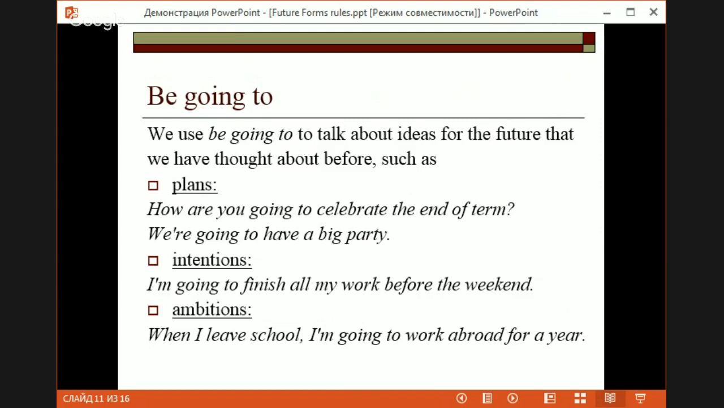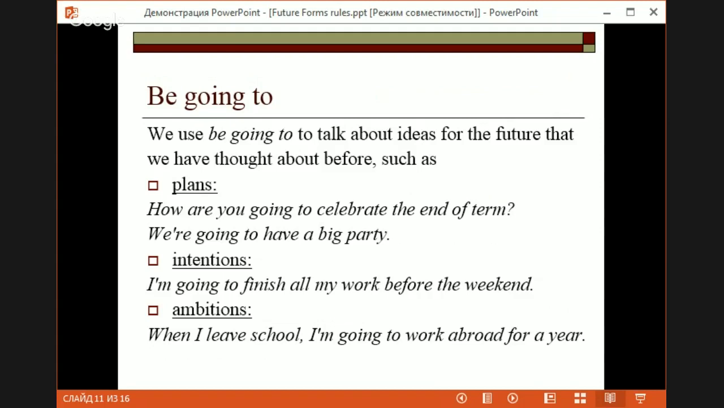Using just the construction I'm going to buy, it means just like one day I'm going to buy, or even next year, now I'm saving up. But it's not that you are buying some particular house or for some particular sum or from some particular owners. So the construction to be going to must be used when we want to express our plans, our intentions, or our ambitions. Ambitions means like our desires, what we want to do.